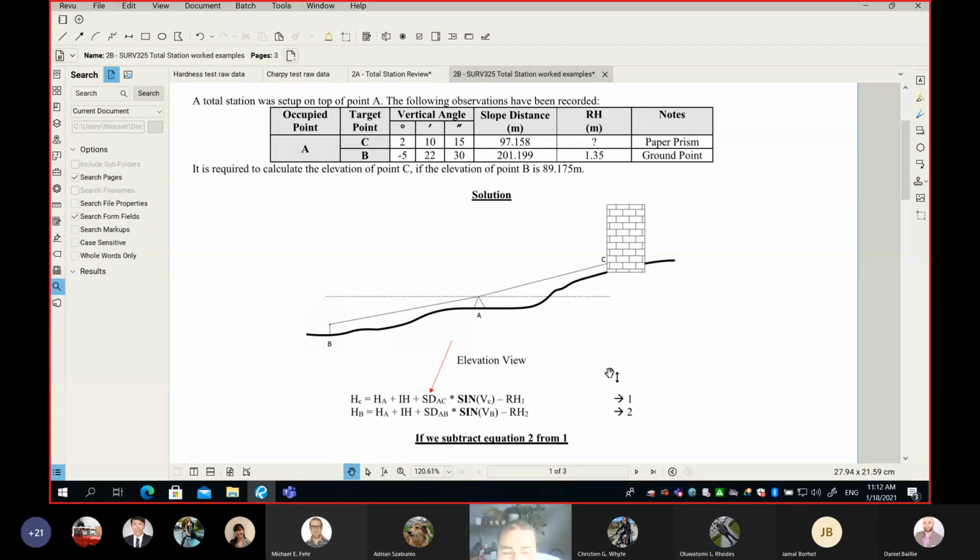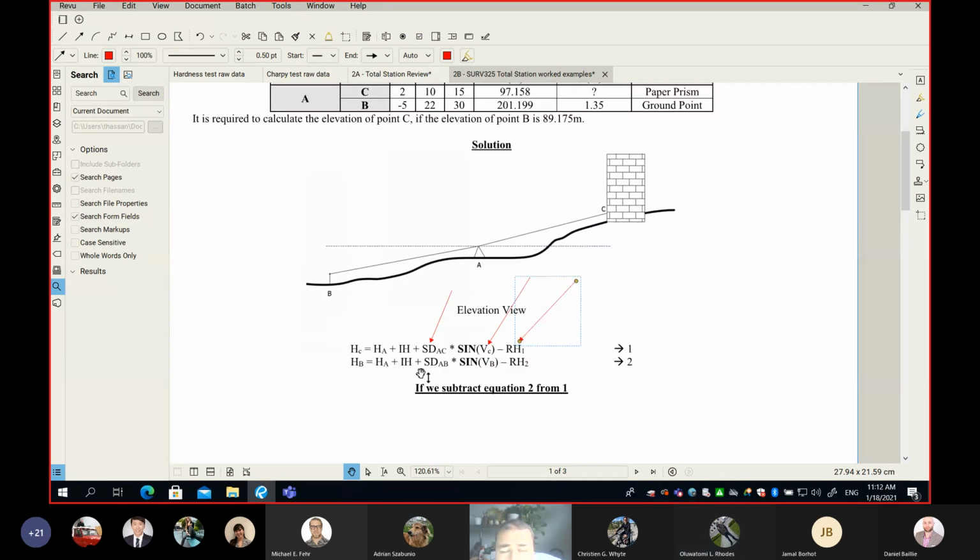And then how about the vertical angle to point C? This angle here, is it measured? Yes, it's measured. It's 2 degrees, 10 minutes, and 15 seconds. Thank you so much. How about the reflector height at point 1, which is above point C? How much is that? 0. Thank you so much.